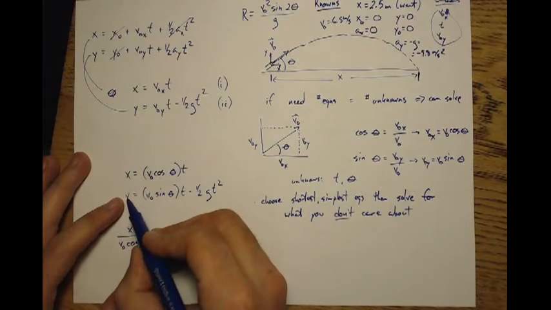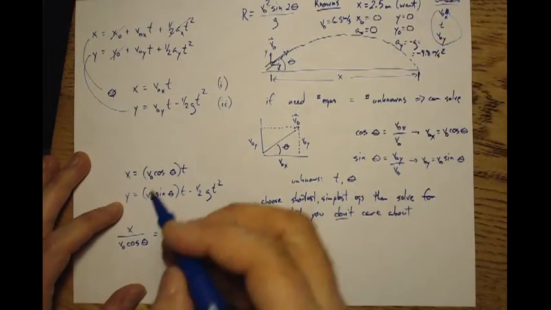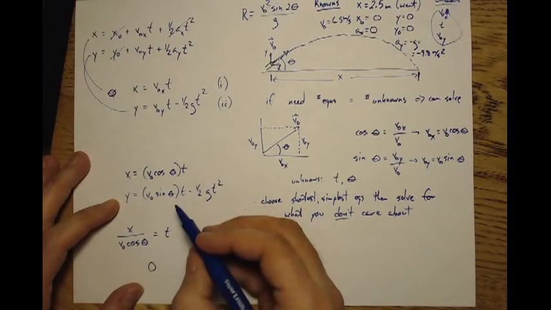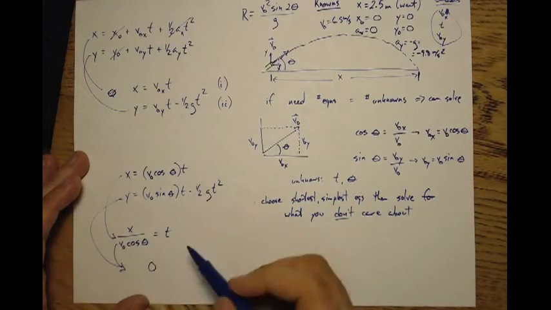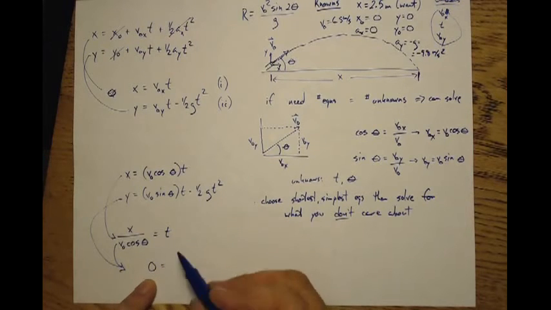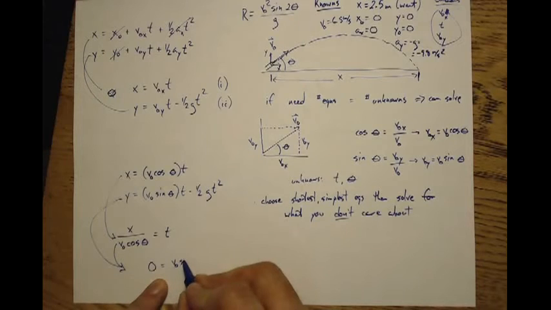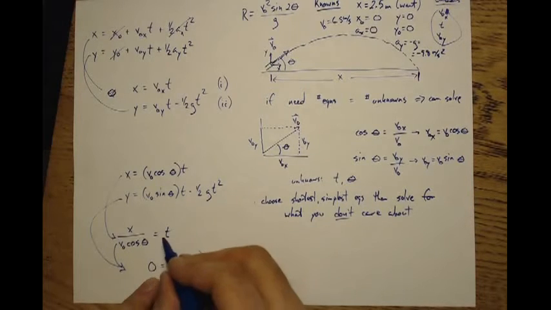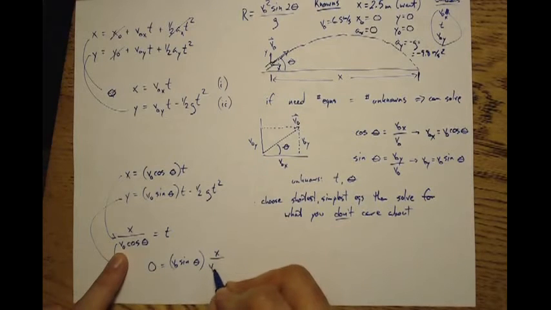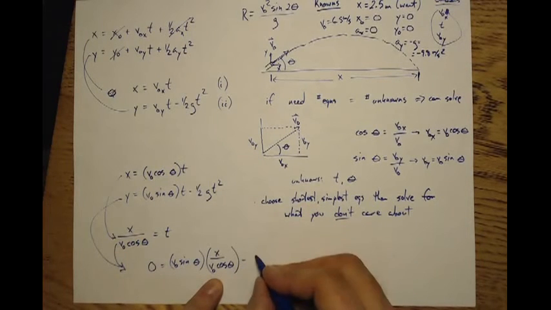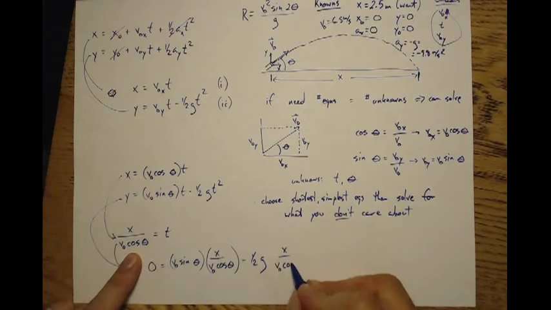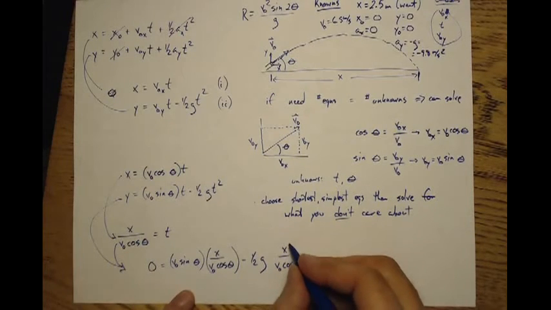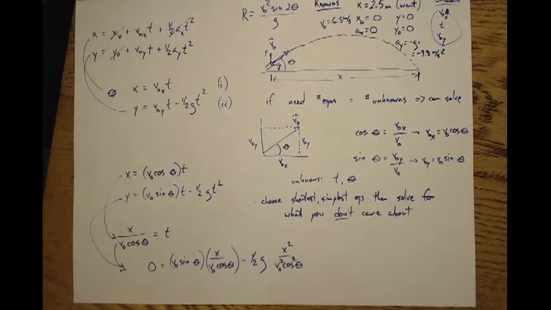Okay, I'm going to go ahead and plug in the fact that y equals 0 at this next stage. So 0 is equal to v naught sine theta times time. That's going to be x over v naught cosine theta minus 1/2 g times time squared. So I'm going to have x over v naught cosine theta squared. So it's going to be x squared over v naught squared cosine squared theta.